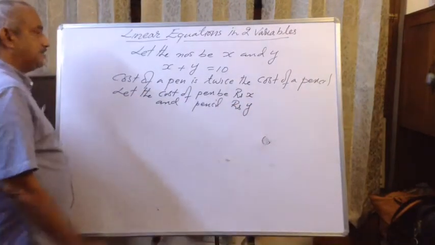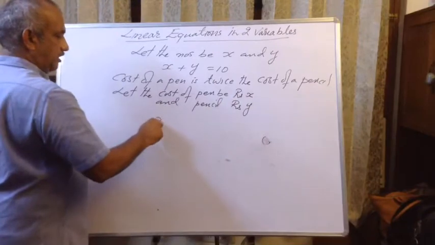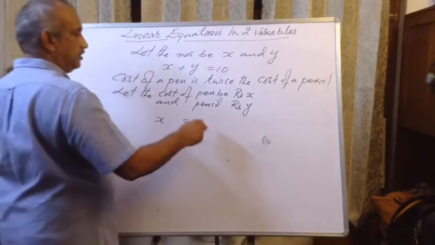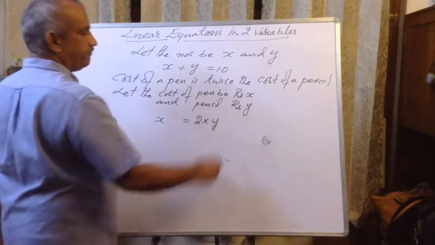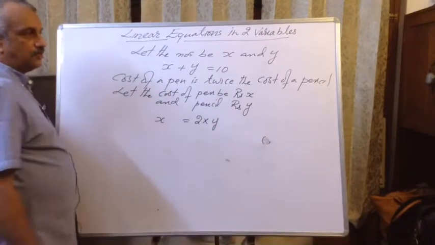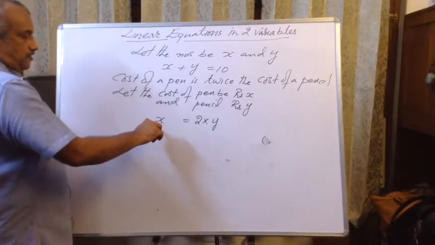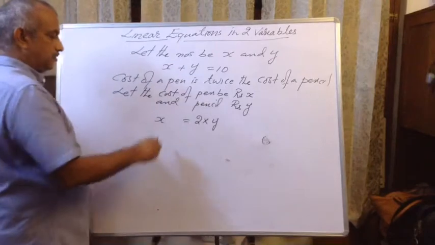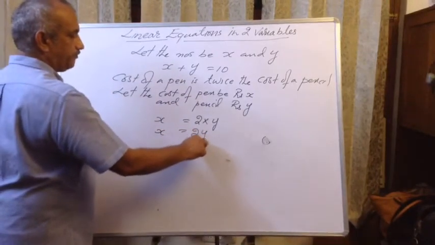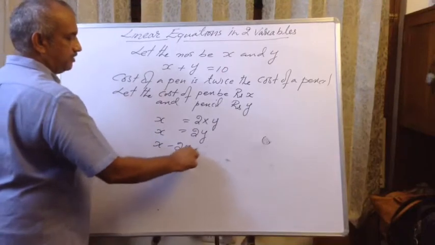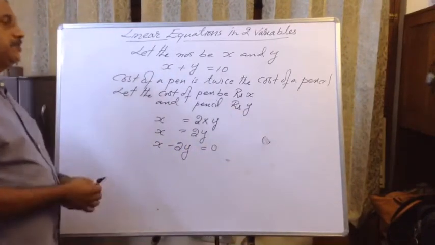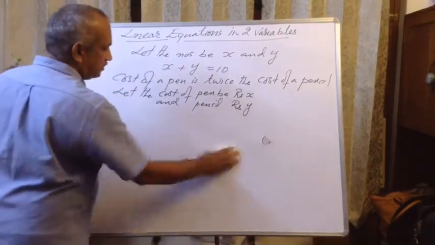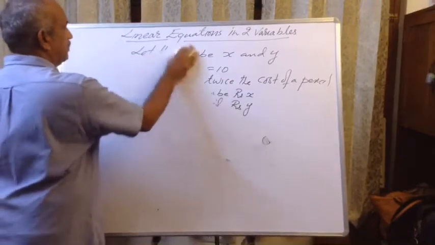Now what does the statement say? The cost of the pen x is equal to twice, 2 times, 2 into the cost of the pencil, so 2 into y. So we get x is equal to 2y, or x minus 2y is equal to 0. So this is the equation. So like this, simple statements we can convert into linear equations in two variables. Now when we do word problems, we will do more questions.